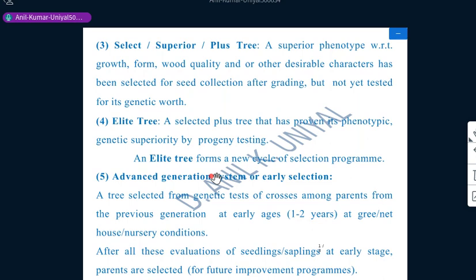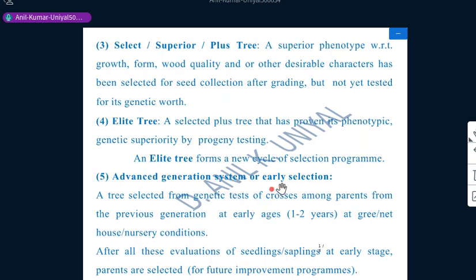Next we have the next method after individual tree selection: the advanced generation system, or early selection. Trees are selected from genetic tests of crosses among the parents from the previous generation at early ages, based on one or two years of performance, just like the progeny testing I was talking about, in green or net house conditions, or nursery conditions.